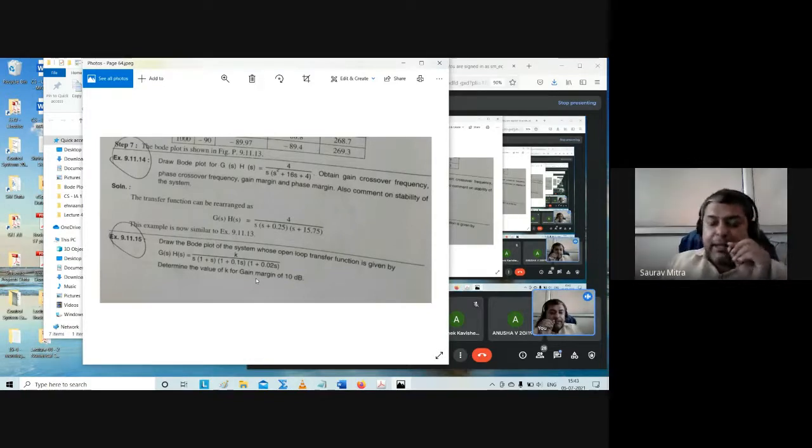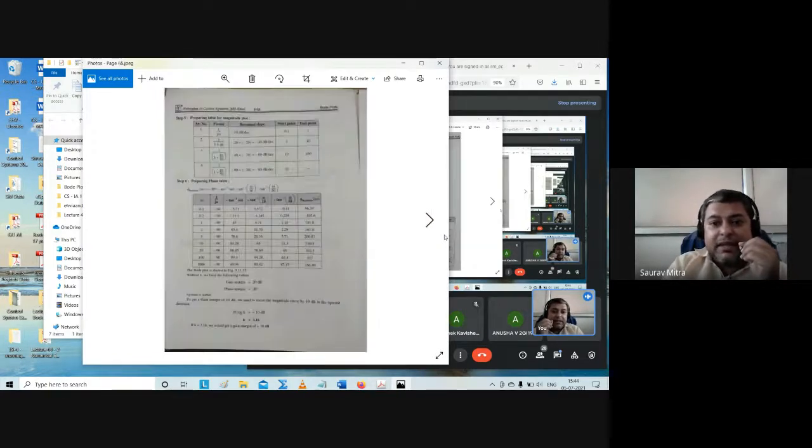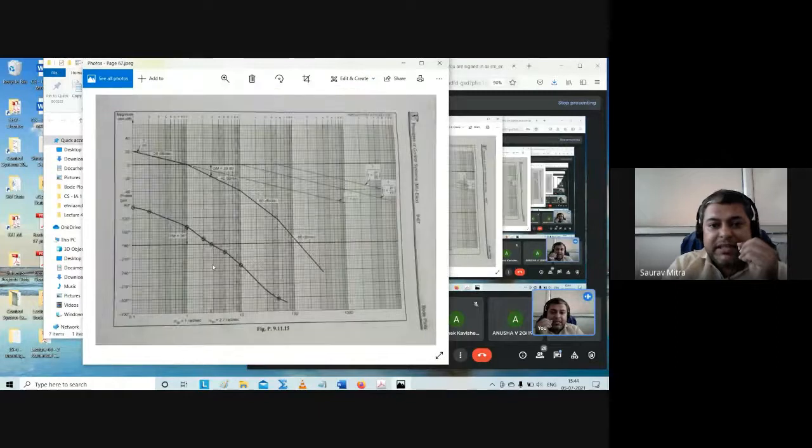Any answer? Anybody? From whatever understanding you have. That means you can still increase the gain by another 10 dB. That means at 2.7 radian per second, whatever we are having, minus 20.